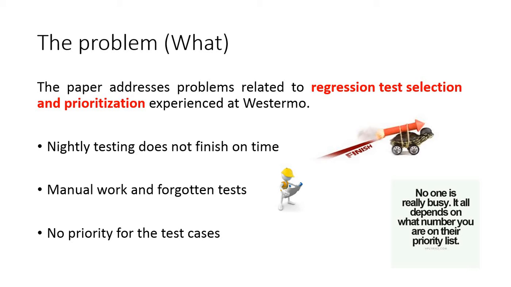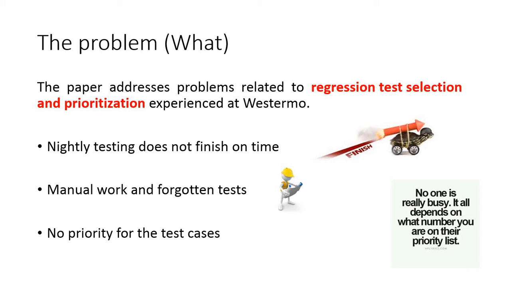What they looked into was that their regression test suite didn't run completely during the night time, and there was a lot of manual labor needed to upkeep the test suite. Sometimes when functionality was not working, they removed the test case from the suite and then forgot to add it back again when the functionality was fixed, and they had no priority for the test cases, so they didn't have a quick feedback loop.